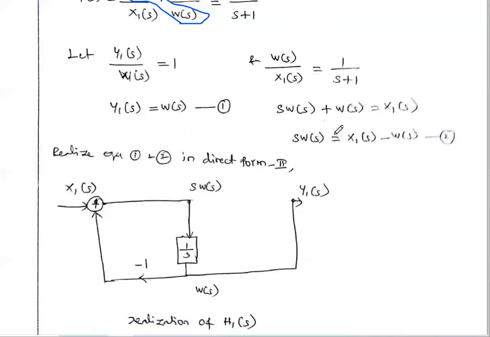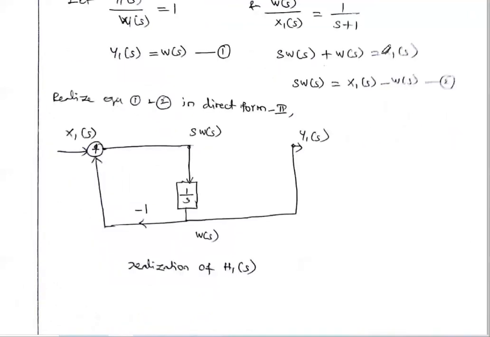What is the other equation? The highest power of s times the intermediate variable equals a function of the input and W. So cross multiplying, s plus 1 into W of s equals X1 of s. Multiplying, s into W of s plus W of s equals X1 of s. Keeping s into W of s, we give the other term to the right side, so we get X1 of s minus W of s. This is equation number 2.